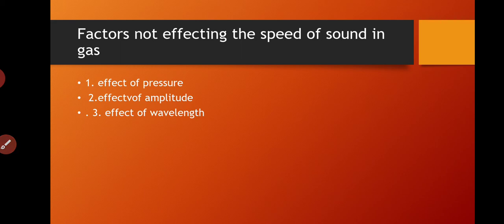The factors on which it does not depend are pressure, amplitude and wavelength. If pressure increases, there is no change in the speed of sound. If amplitude varies, again it remains unaffected. And if wavelength varies, again it is unaffected. It does not depend on pressure, amplitude and wavelength. It simply depends on temperature. If the temperature increases, the speed of sound increases.